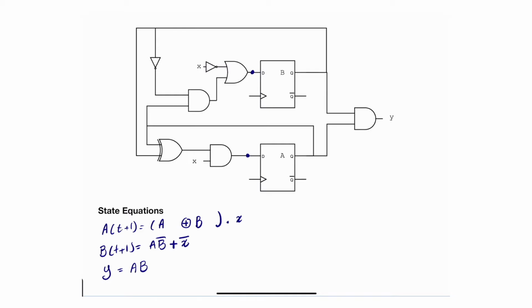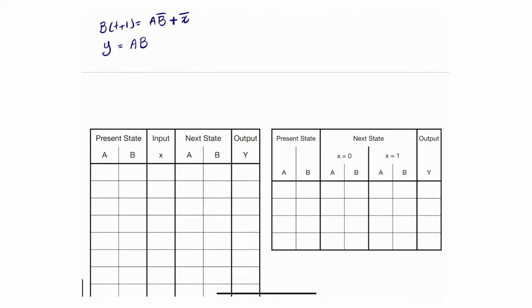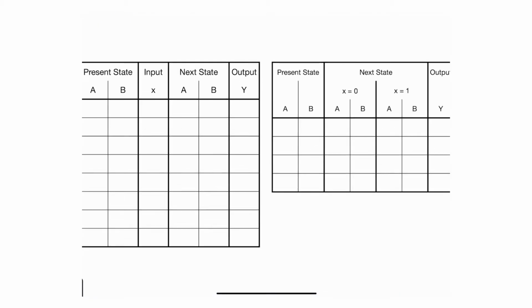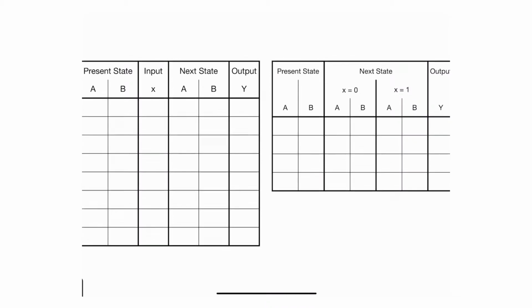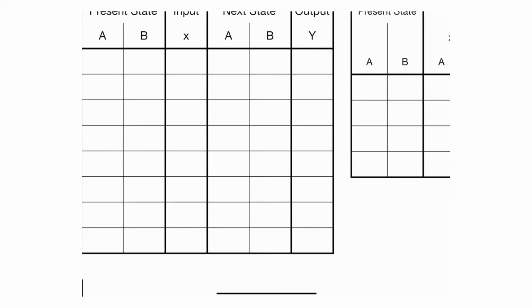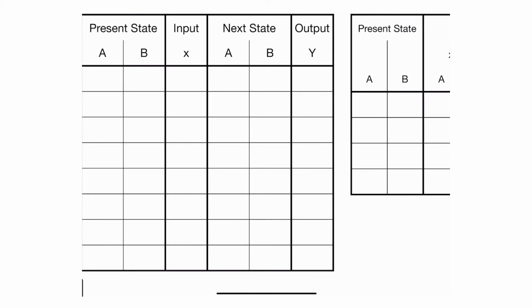So next, let's write the state table. There's a couple of ways to write state tables. I'm just going to focus on this one first, and then we'll see the next one. So what's a state table? Well, a state table is just a table that usually contains 4 sections: the present state, an input, a next state, and an output.